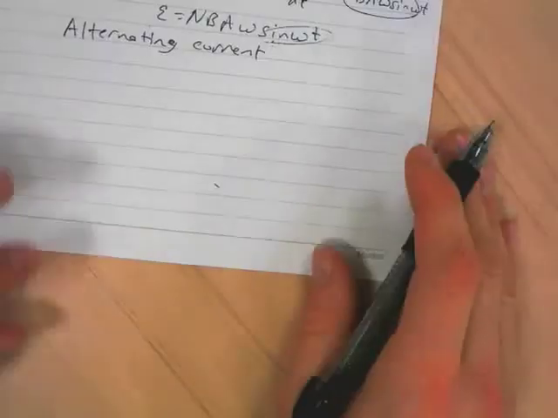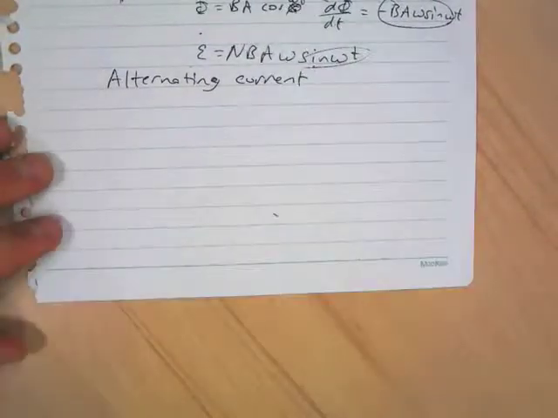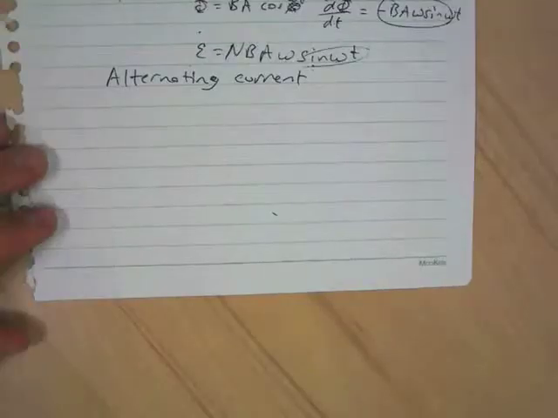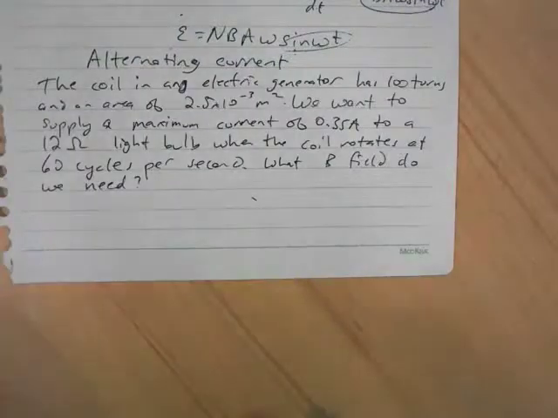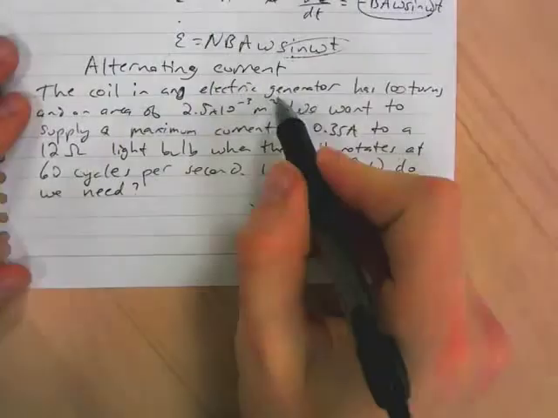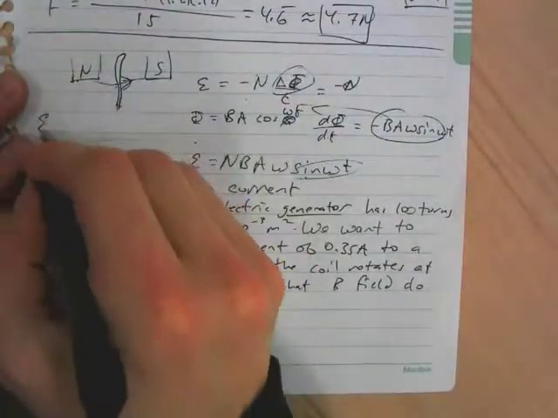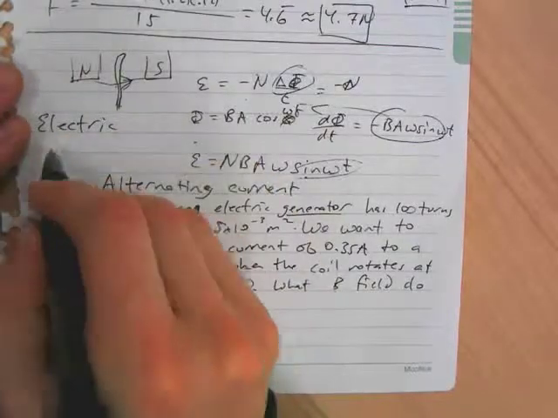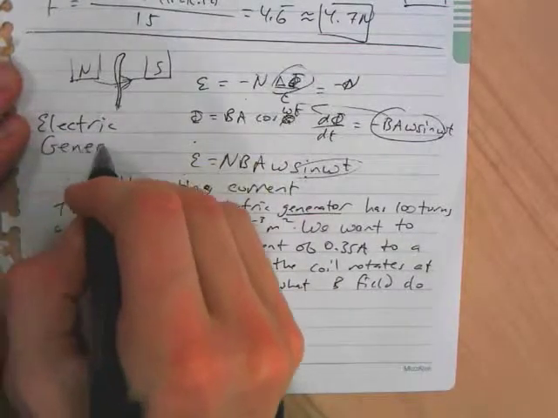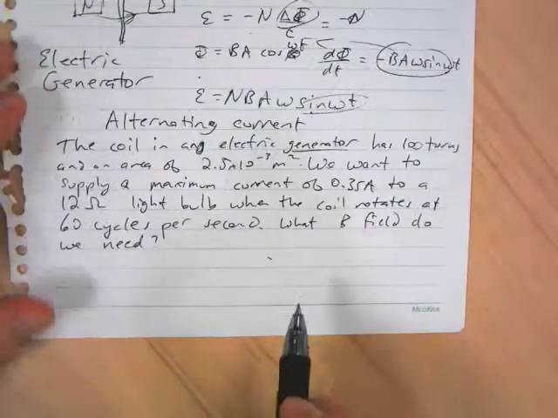So let's just do a quick example calculation. Let's say the coil in an electric generator, a generator is what this system is called when we're creating electrical power from a magnetic field. Probably should have said that to begin with. This is called an electric generator.